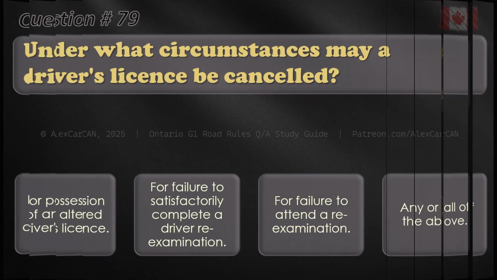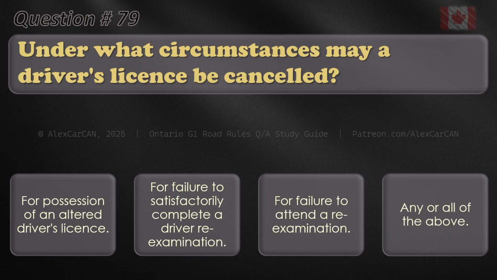Question number 79. Under what circumstances may a driver's license be cancelled? For possession of an altered driver's license. For failure to satisfactorily complete a driver re-examination. For failure to attend a re-examination. Any or all of the above. The correct answer is any or all of the above.